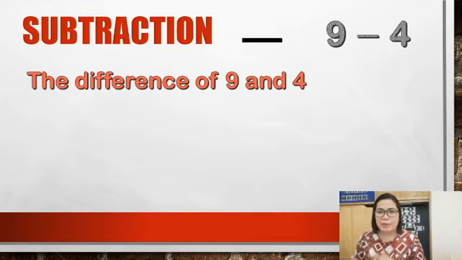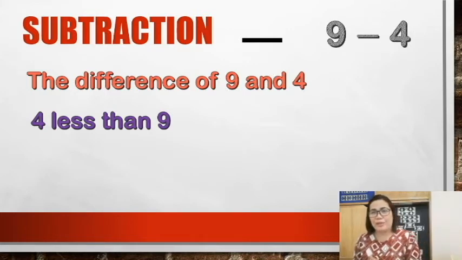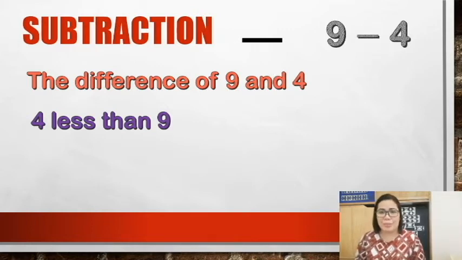So in this case, the first one is 9, so you have the difference of 9 and 4. Next, we have 4 less than 9. In my teaching experience, this is the most misinterpreted phrase or statement. Students usually get confused when converting or writing it into symbols, because they usually use this one. But this is 4 is less than 9.